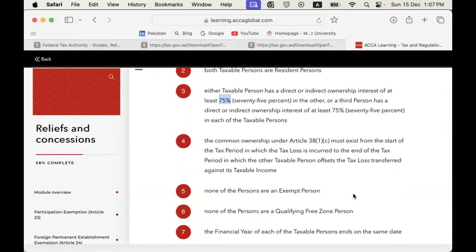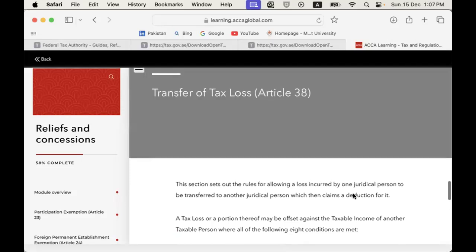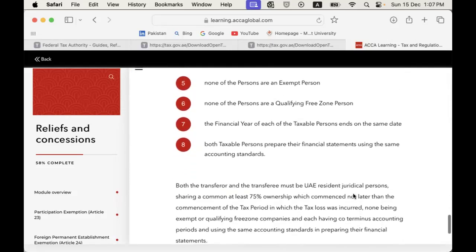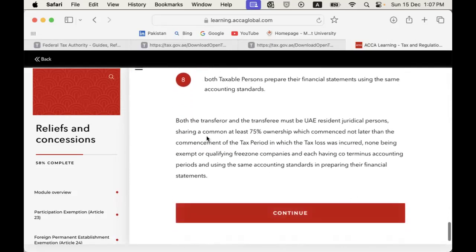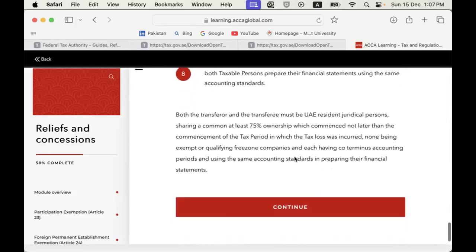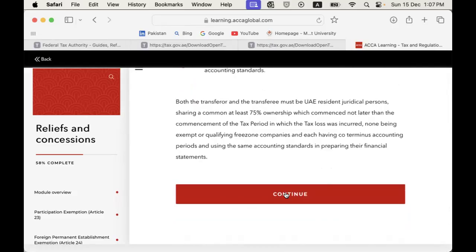Transfer of qualifying assets. Then what was the second one? Restructuring relief. And now transfer of tax loss between qualifying group members. Both the transferor and the transferee must be UAE. Okay, this is a repetition. So I'm going to go to the next stage.